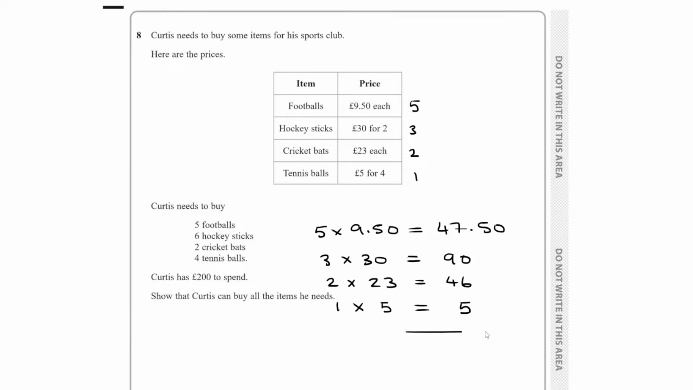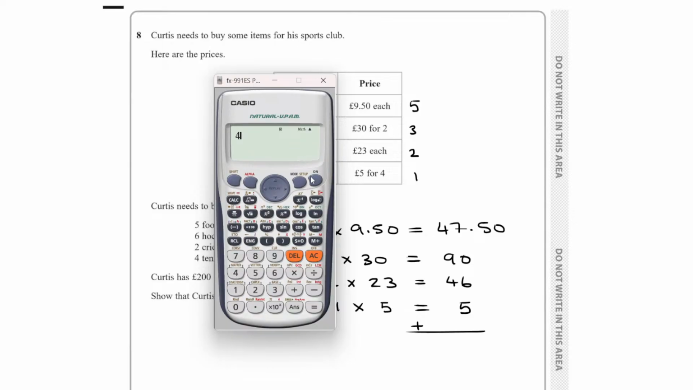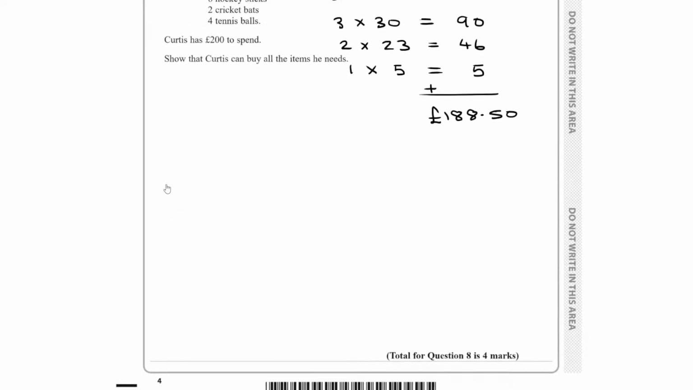So I've got that. Obviously now I want to add all of this together. So 47.50 plus 90 plus 46 plus 5 is £188.50. And they said, Curtis has £200, show that he can buy all the items. Well, yeah, because £188.50 is obviously less than £200, isn't it? So that's fine. So Curtis obviously does have enough. That one was 4 marks, as you can see.